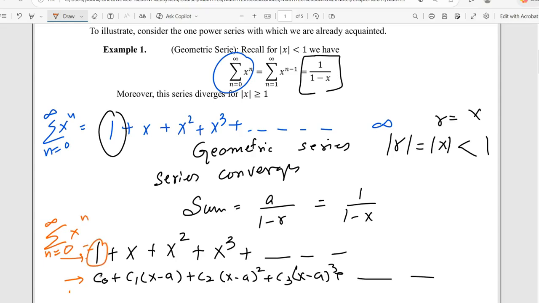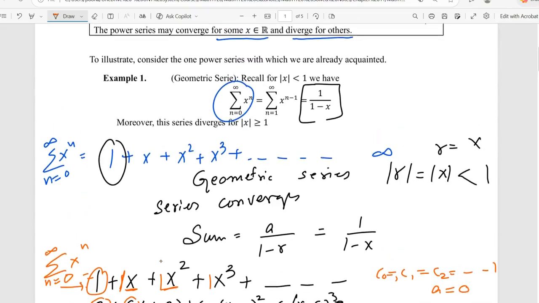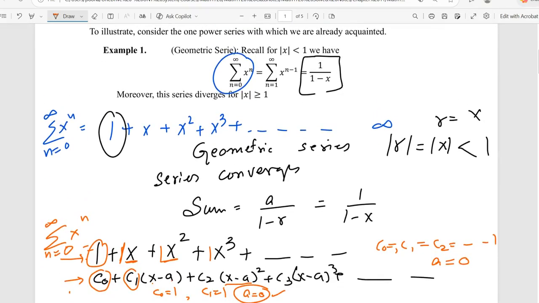You notice C naught here is 1. The coefficient here is 1, so C1 is also 1. In place of x minus a, we just have x. So a is what? 0. x square, so (x minus a) square is x square, so a is 0. C2 is 1, C3 is 1, and so on. So this is an example of a power series where the values of C naught, C1, C2 are always 1 and a is 0. The center of the series here is 0.